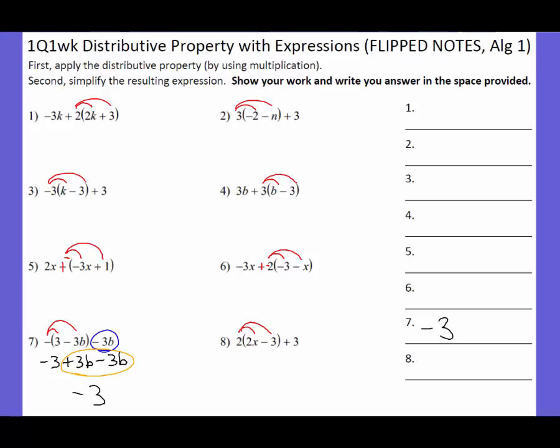For number 8, we have 4x minus 6 plus 3. Combining like terms, we have 4x minus 3.